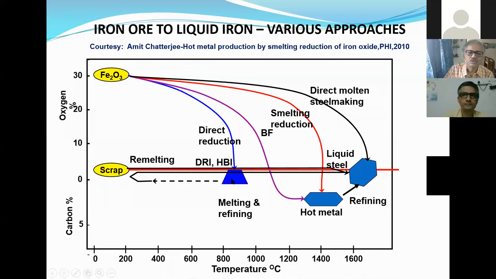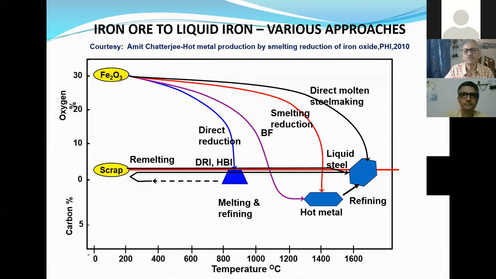Okay, fine. So this is the product, and when you get this DRI or hot briquetted iron, whatever it may be, it will go and you can melt it in an electric arc furnace, and you can directly produce the liquid iron, because DRI contains a very small amount of carbon. In the case of gas-based, it may be a little higher.